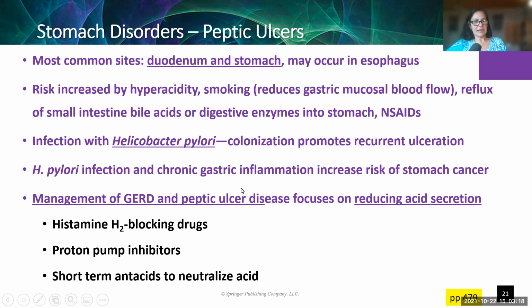So when somebody has peptic ulcer disease, we have to manage the GERD. Well, if they have an H. pylori infection, you absolutely have to get rid of the H. pylori infection. That means being on antibiotics for an extended period and being on acid reducers for an extended period. So we use histamine H2 blocking drugs, the proton pump inhibitors, as we've said, and short-term antacids to just neutralize the acid in the stomach. We're talking about Tums, things like that.